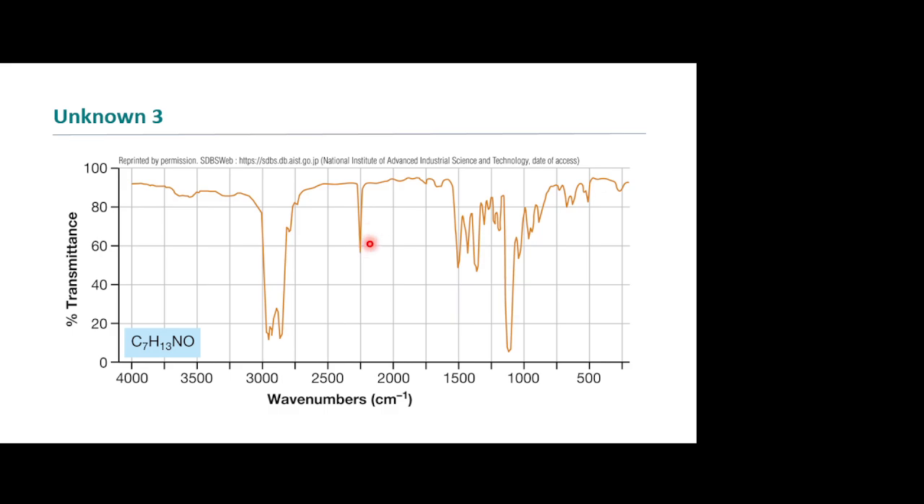What would a non-terminal alkyne look like? Almost no intensity at all, right? So we'd only see a very little peak if we see anything. Okay? And so this is probably not an alkyne, is it? And so you were exactly right. Nitrile. Nitrile. But we need to prove it, right?